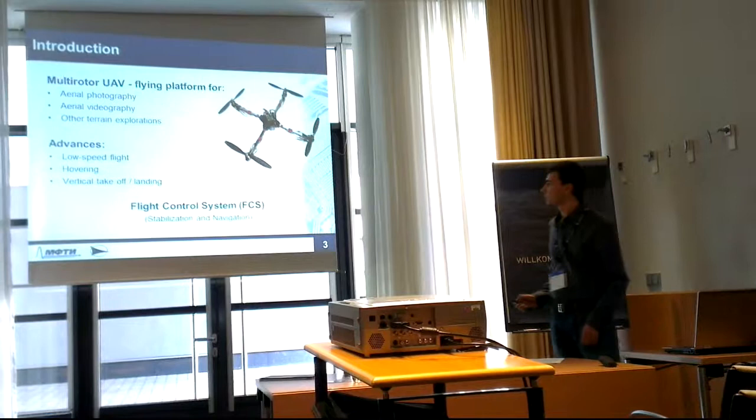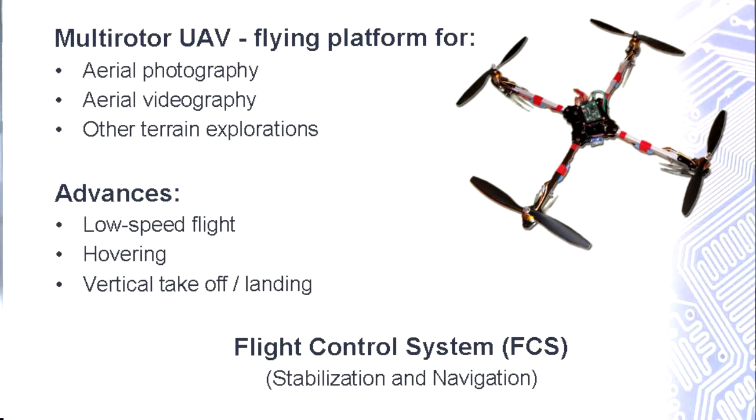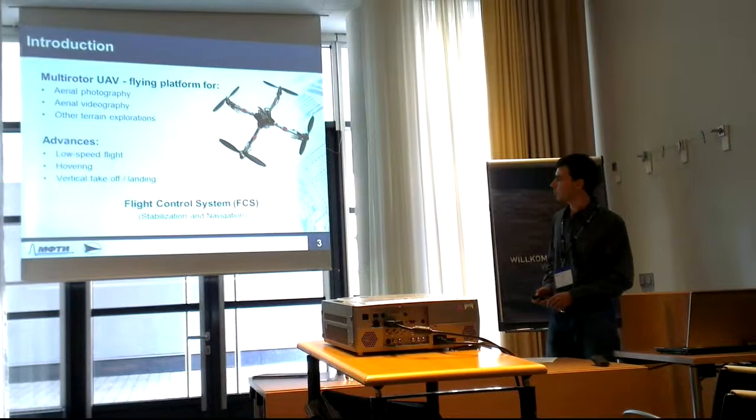So, what is a multicopter UAV? This is a flying platform, which usually looks like this. It can have either 4, 6 or 8 rotors. Recently, this area has been a rapidly developing field and attracts more and more attention of both customers and scientists. They are known to be good flying platforms especially for aerial photography and videography, and also for other terrain exploration with the usage of additional devices. This is mostly due to advantages such as low-speed flight, hovering regime, and vertical takeoff and landing.